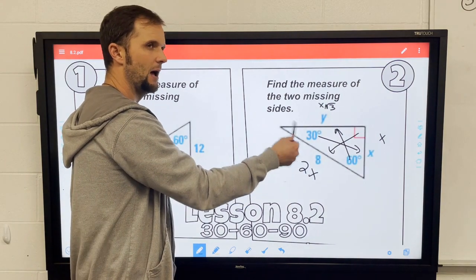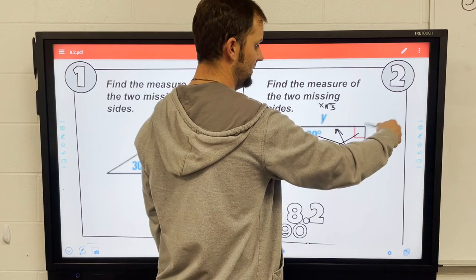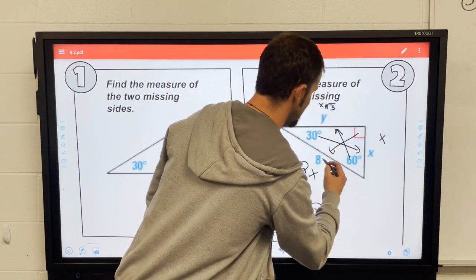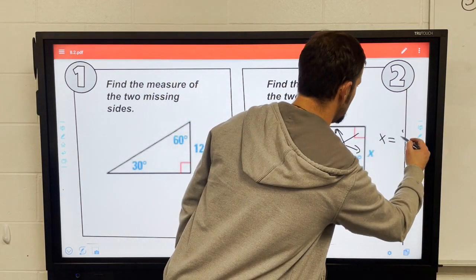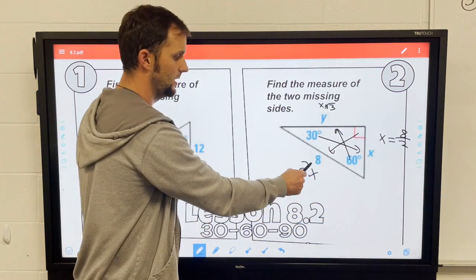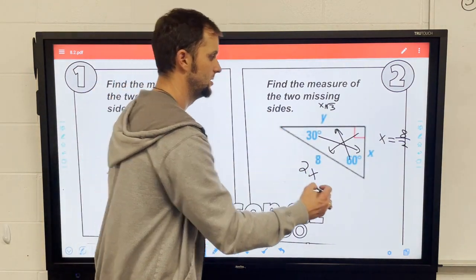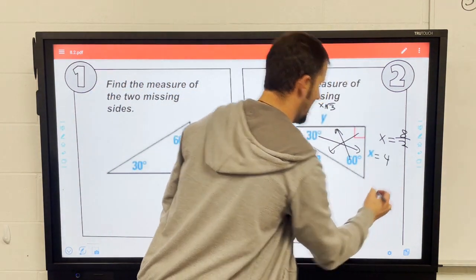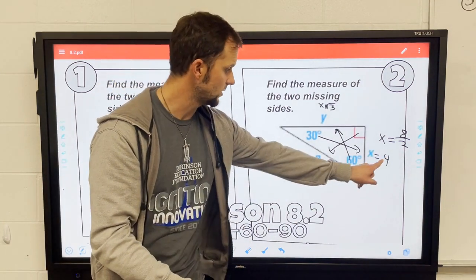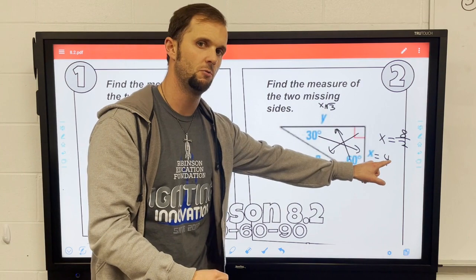So now, the opposite of multiplying by 2 would be dividing by 2. So to find this over here, I'm actually going to take the long leg, and I'm going to divide it by 2. Because I multiplied by 2 to get here, so I'm going to divide by 2 to get back. Okay? So 8 divided by 2 is going to be 4. So that means x is 4. Because look, 4 times 2 gives me 8. 8 divided by 2 gives me 4, so it works out both ways.